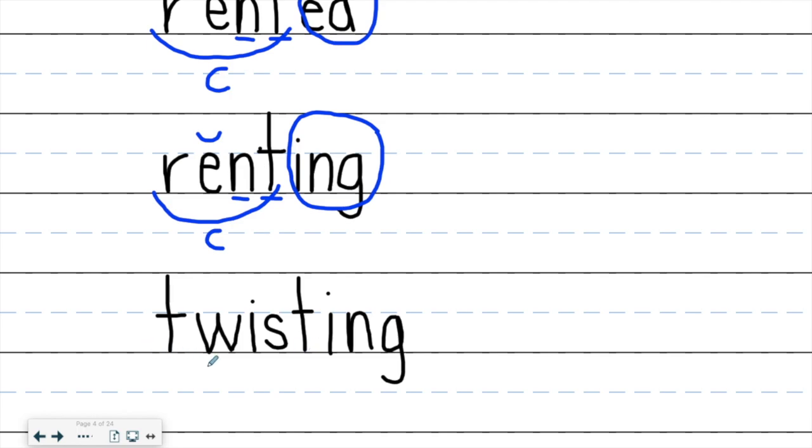Twist. Is twist a word? Yes, twist is a word. Like you can twist your head to one side, right? You can twist the towel in your hand. So twist is a word. So ing in this case is saying twist is what is happening right now because I am twisting right now. So what I'm going to do is I'm going to underline my base word. I'm going to circle my suffix.